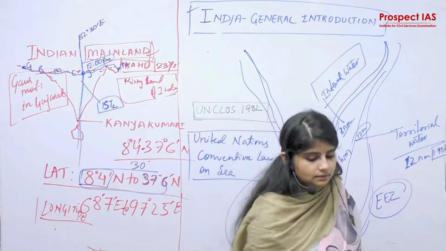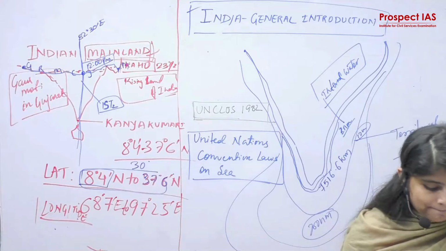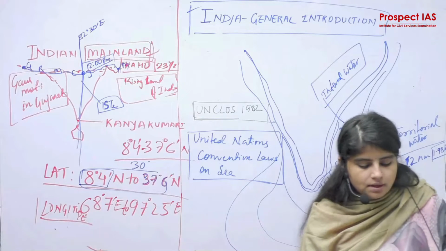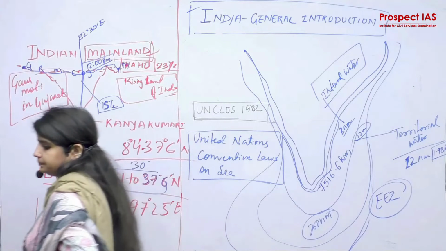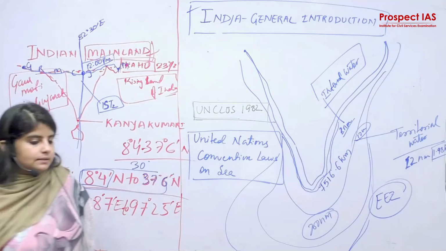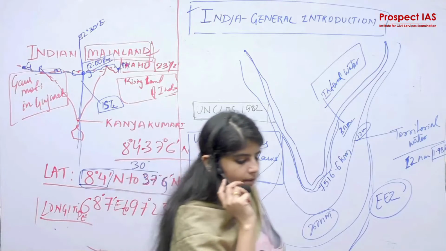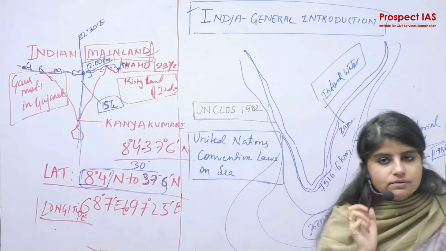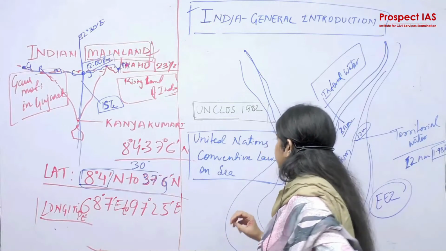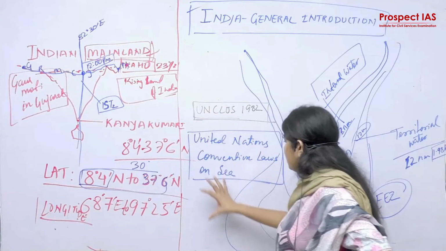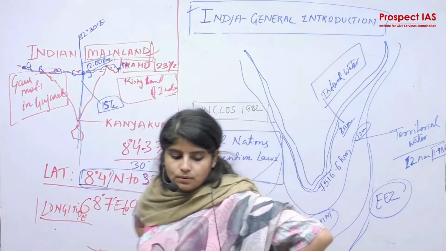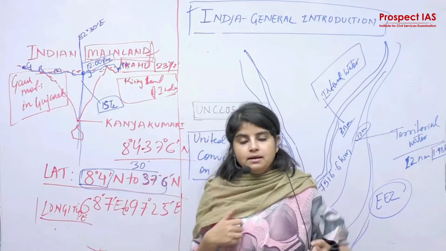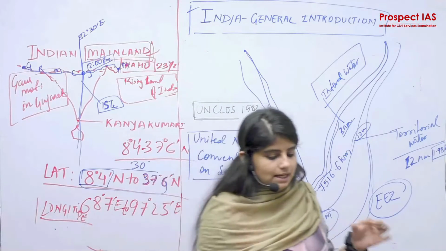You can write here one question: why is the name Indian Ocean given to the demarcated oceanic boundary near India? Write down the answer here.